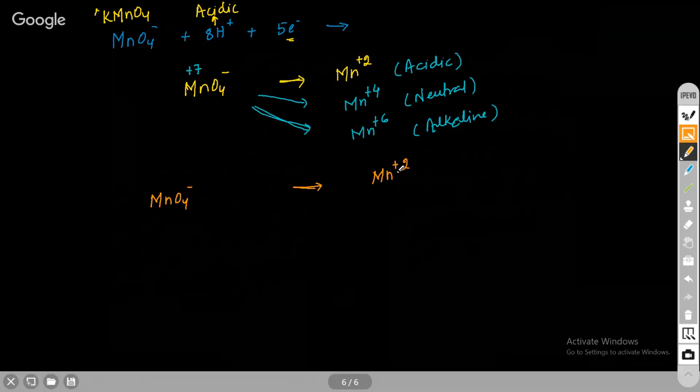So this is the change we have. Now the point is the first rule. What is the first rule to balance a redox reaction? Half reactions in acidic medium. What is the first rule? Can you tell me? Just tell me the first rule. How do we balance this?